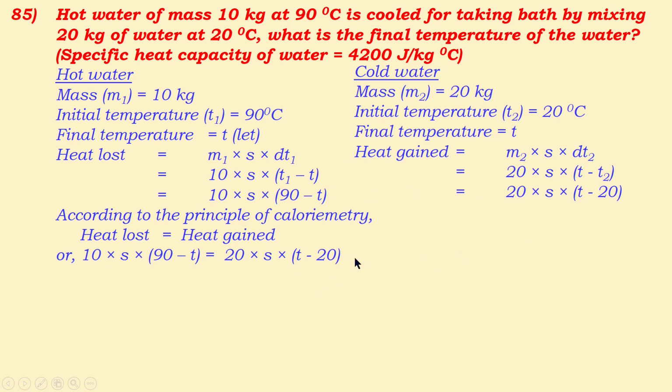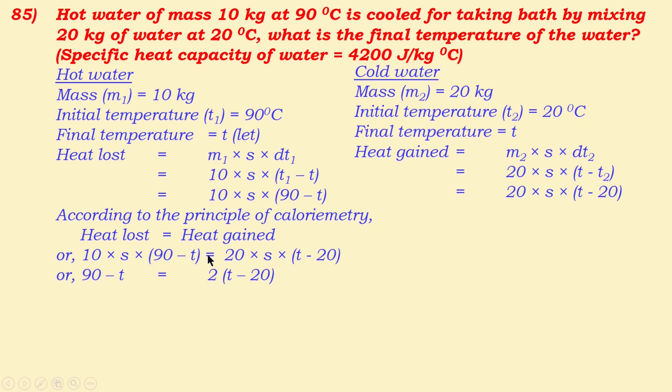20 into S into T minus 20. This is heat gain by cold water. Heat loss equals heat gain. 90 minus T is taken on the left hand side. 10 is taken to the right hand side and it divides 20. When 20 is divided by 10, we will have just 2.